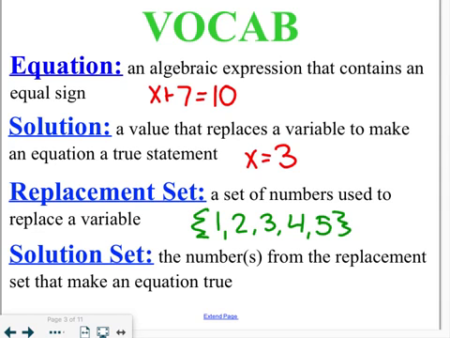But the replacement set of 1, 2, 3, 4, 5 is numbers that we could plug into x in that original equation. And the solution set is the number or numbers that make the equation true. In this case, the only one of those numbers that makes that statement true is 3. So 3 would be your solution set.